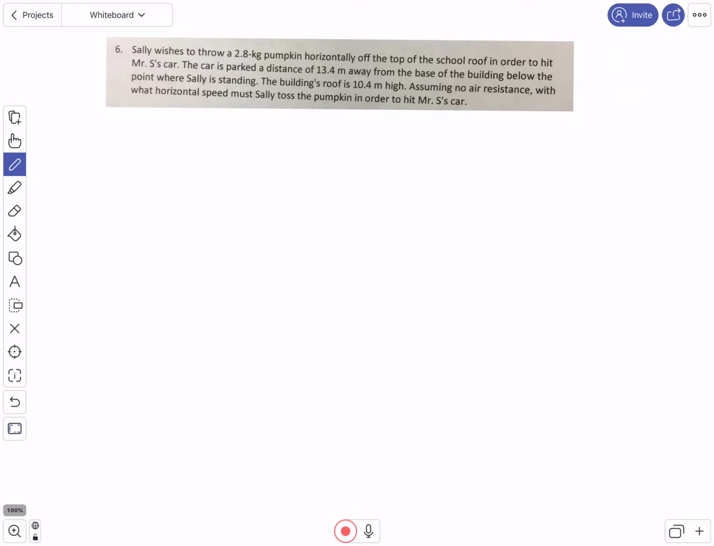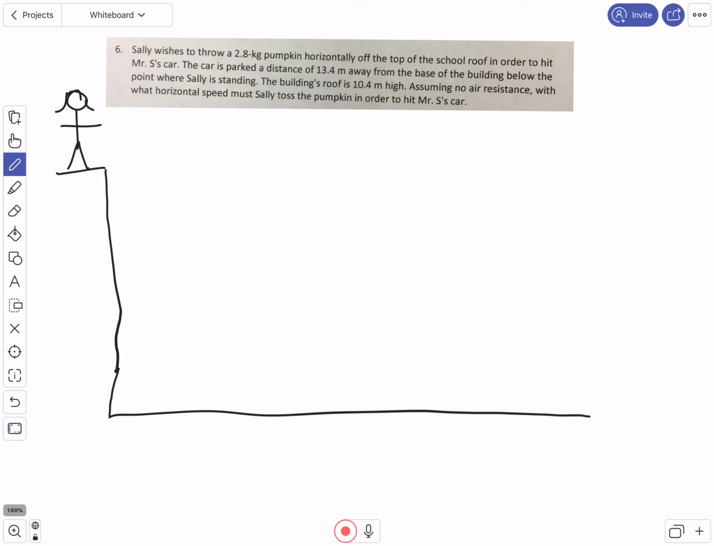So the first thing I always say is draw a picture. So we have the building. Here's Sally. And then out here we have Mr. S's car. Sure, that's a car. There's the wheels. See? Perfect car.